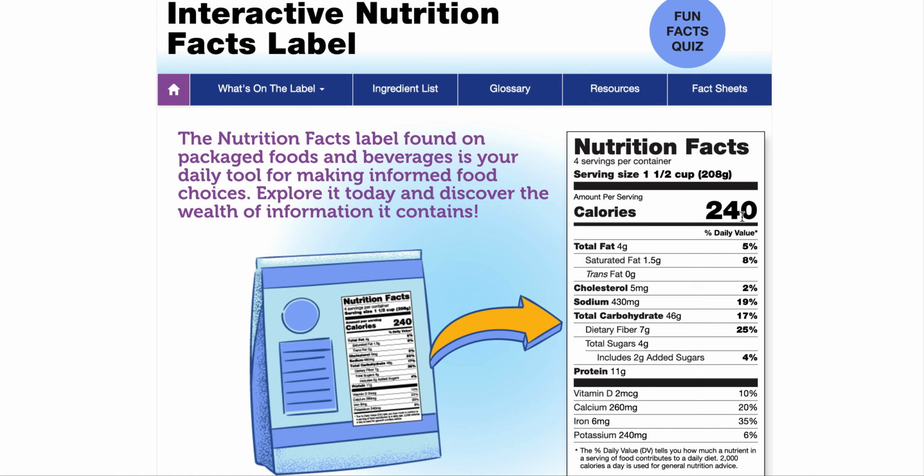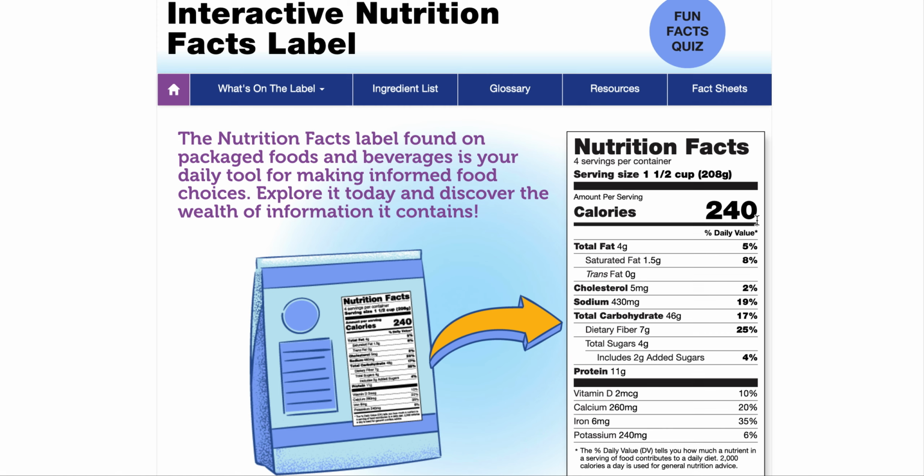The second thing you want to do is compare the total calories to your individual needs. In this case, the amount per serving is 240 calories. So you want to find out how many calories are in that single serving and compare it to your total calorie allowance for the whole day.